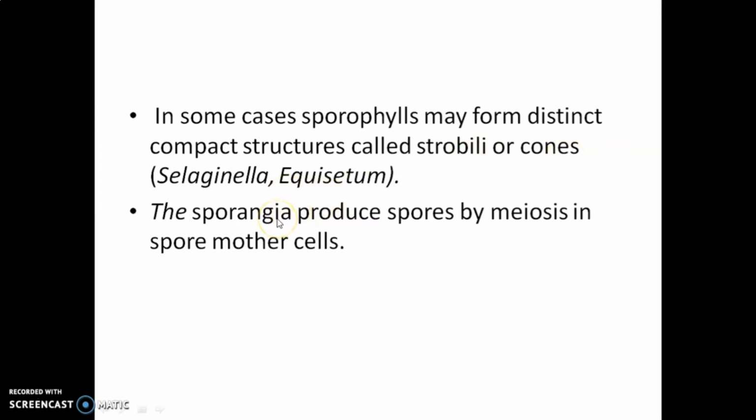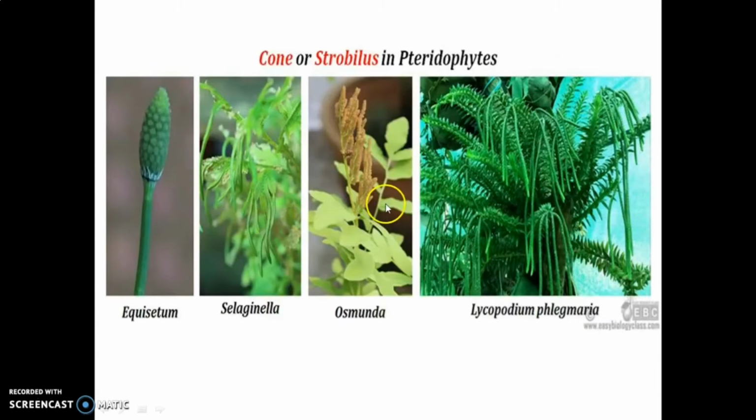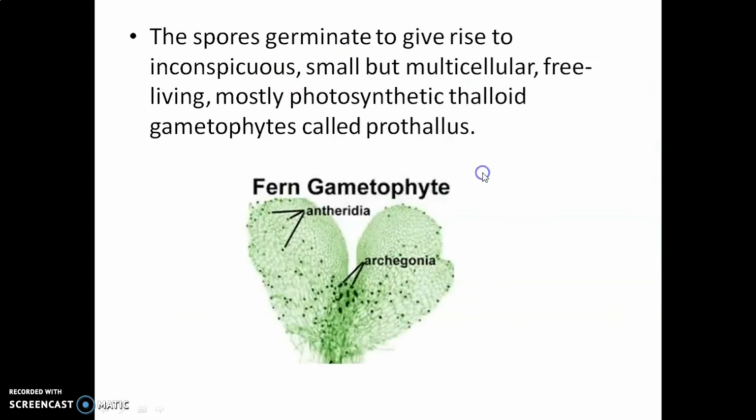The sporangia produce spores by meiosis in spore mother cells. So here are some examples of cones and strobili in pteridophytes. This is Equisetum, the cone of Equisetum. Here on Selaginella we can see cones, and in Osmunda the cone is represented like this, and in Lycopodium we can see the cone like this. Clear?